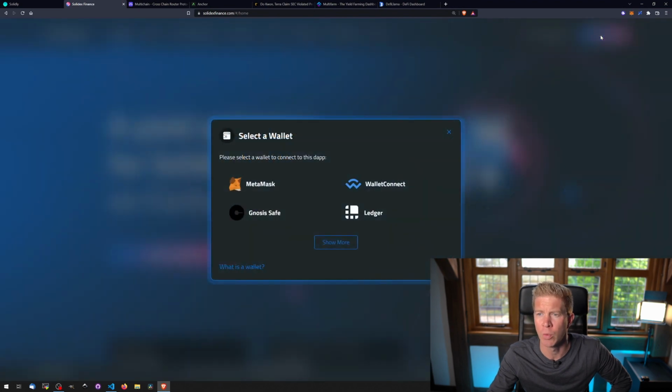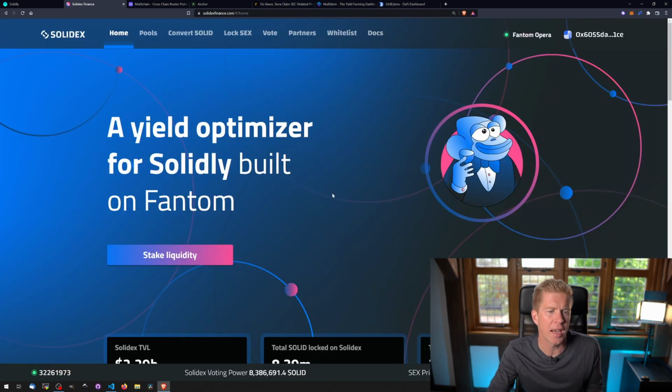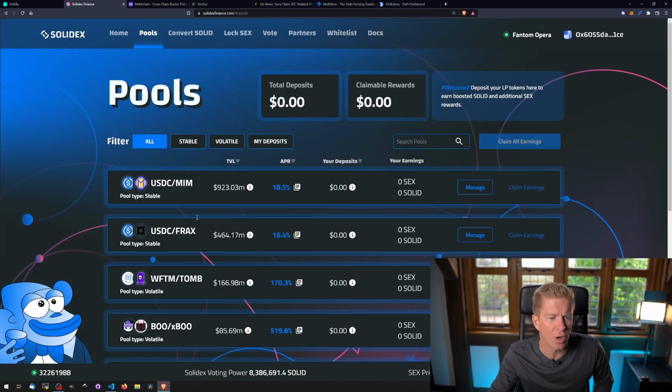So if we connect the wallet and go into this. Solidex is a yield optimizer for Solidly. We're connected, let's go and have a look at the pools. You can see we've got a couple of US dollar stablecoins here, USDC MIM and USDC Frax. Both are kind of ranging at the moment between 15 and 20%. When this first went live, they were over 50% APRs.